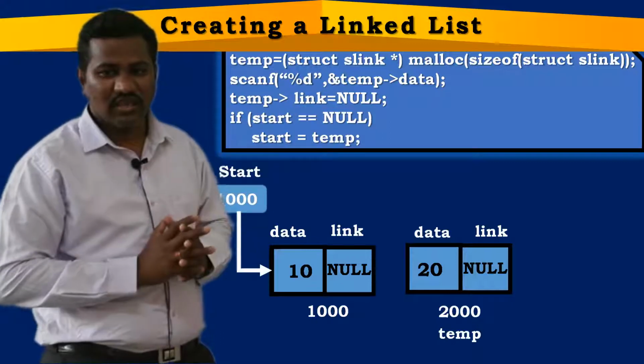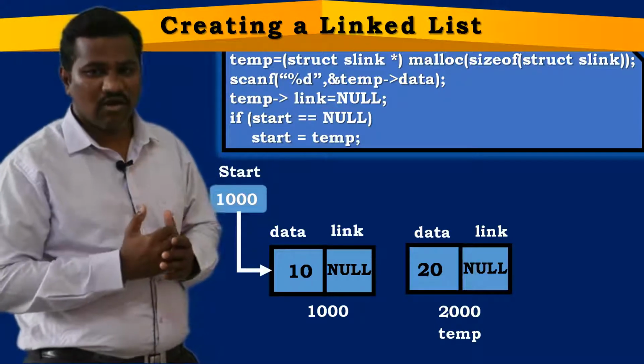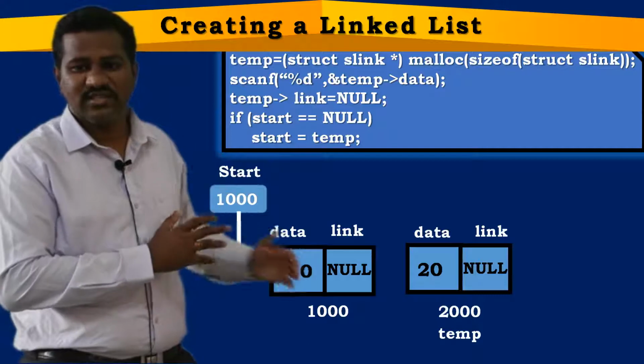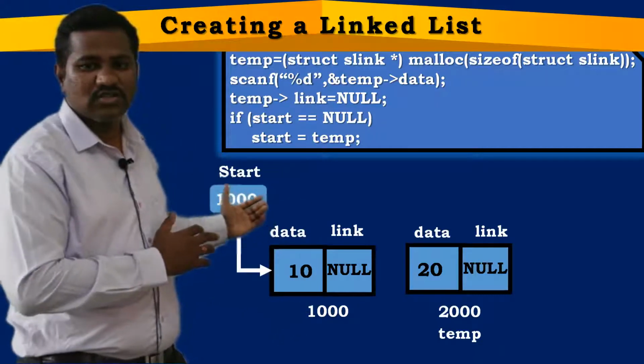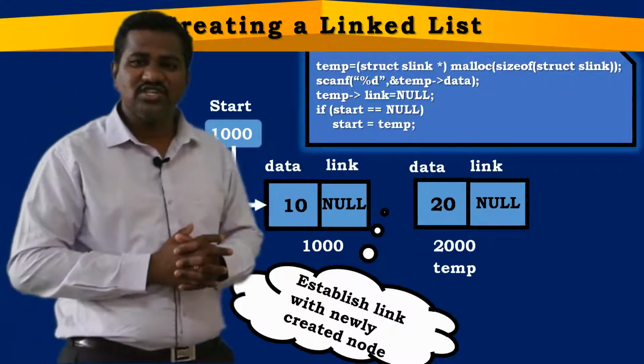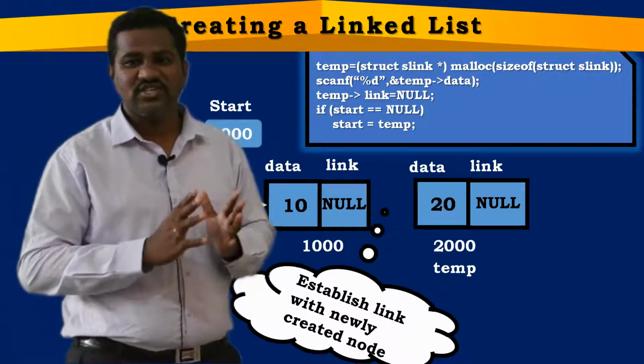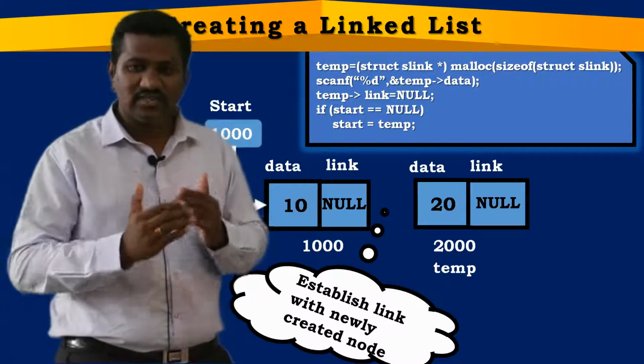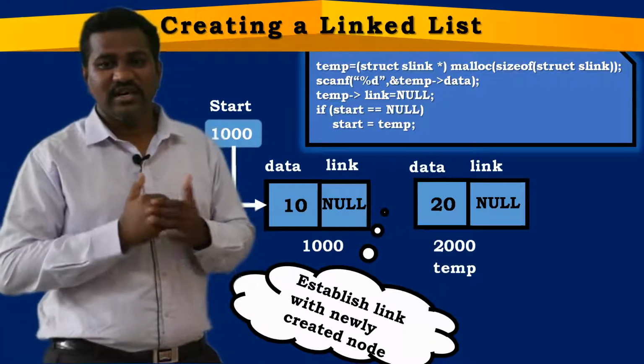And now we are checking if start equal to null or not. Already we have the first node in the list, that is, the 1000 node, stored in the start pointer. Now what happens here? 1000 equal to null means the condition is false. It doesn't enter into the if part.